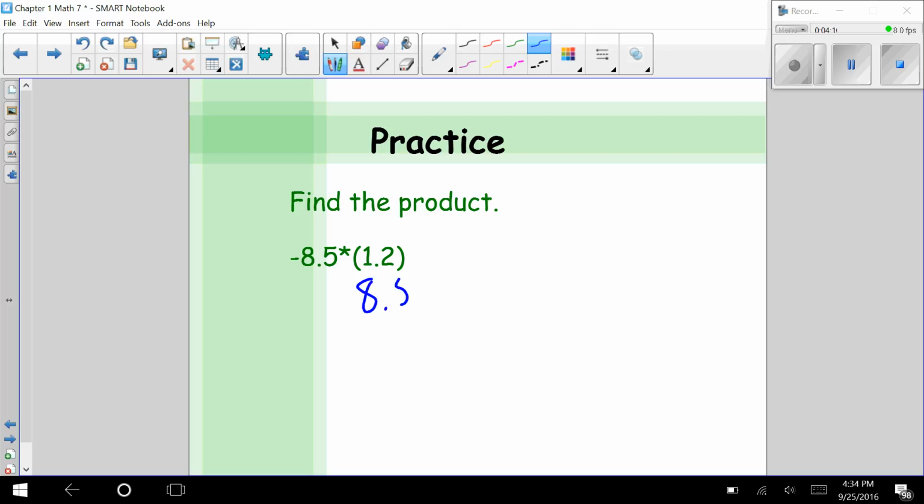Let's line them up. 8.5 and 1.2. 5 times 2 is 10. 8 times 2 is 16, plus 1 makes 17. Insert a 0. 5 times 1 is 5. 8 times 1 is 8. Add these together. Carry my 1. 10. I've got 2 decimal places in my original problem, so 2 decimal places in my answer. Negative times a positive is a negative.